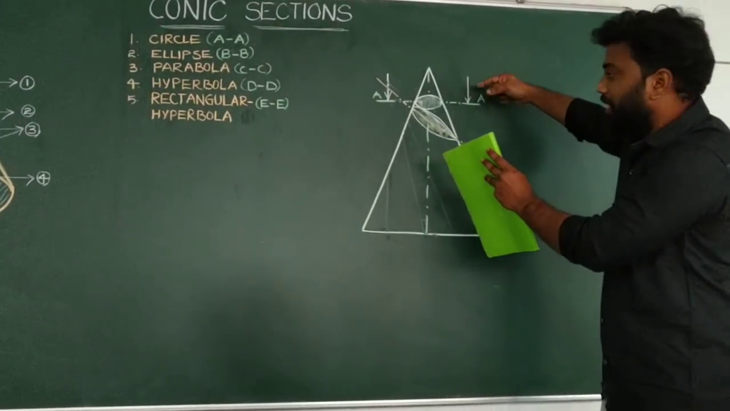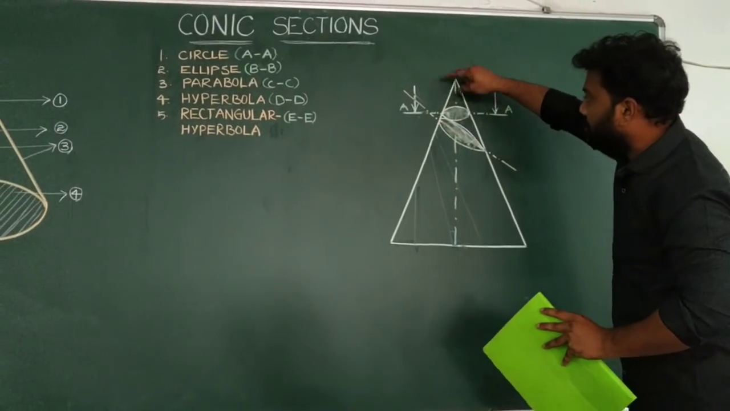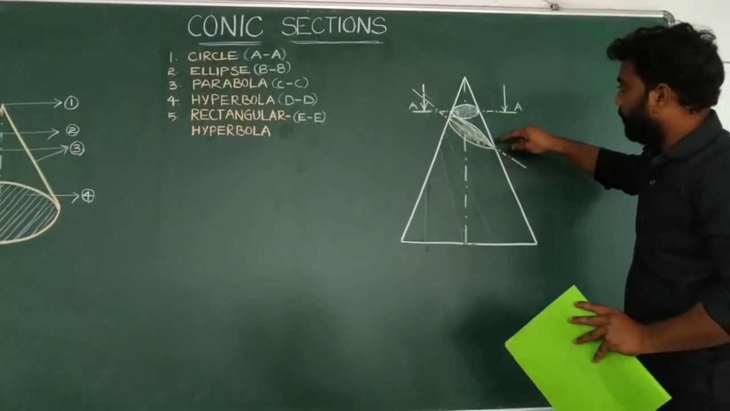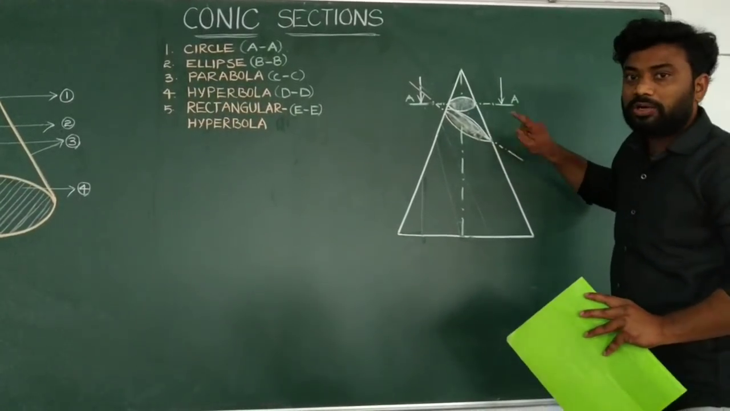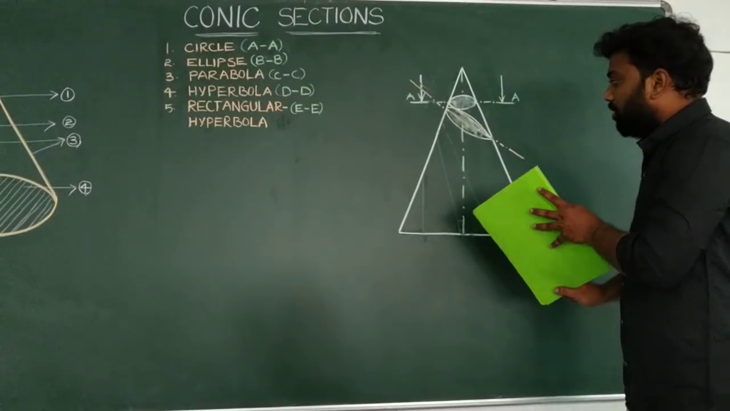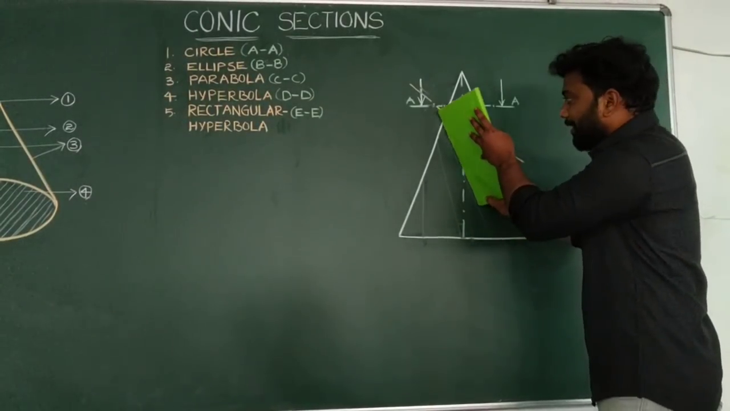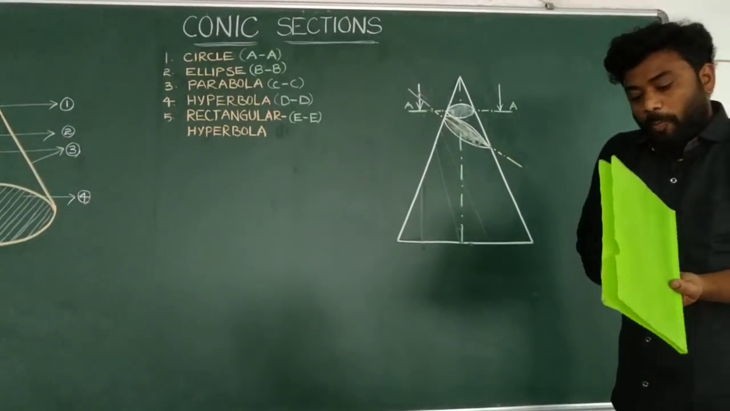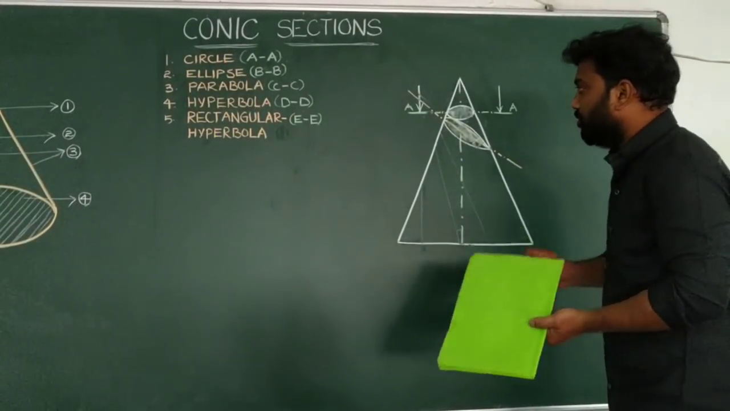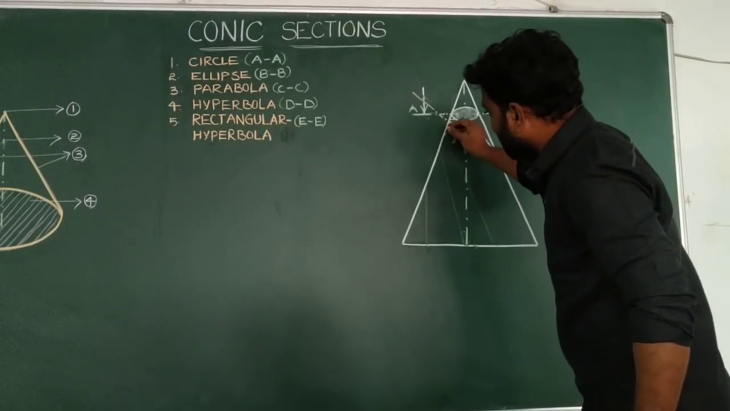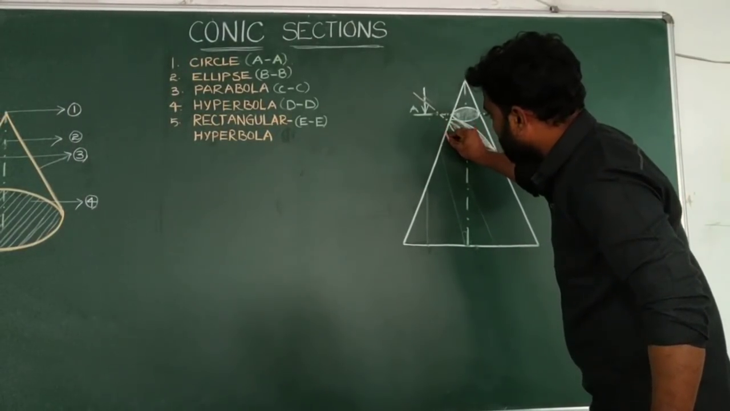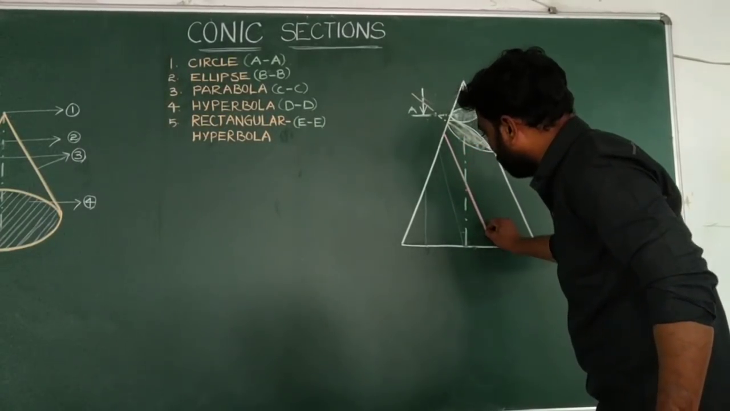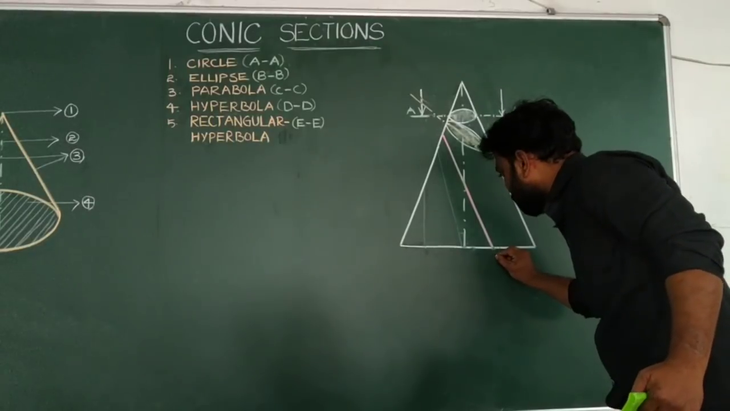That means this is not cutting all the generators. In the previous two cases, sectional planes are cutting all the generators. That is why we got closed curves. That means circle and ellipse both are closed curves. But if we come to the parabola, the sectional plane is not cutting all the generators, so here we will get an open curve. Let me show you the cutting plane to obtain the parabola. Here this line is parallel to the right side generator.